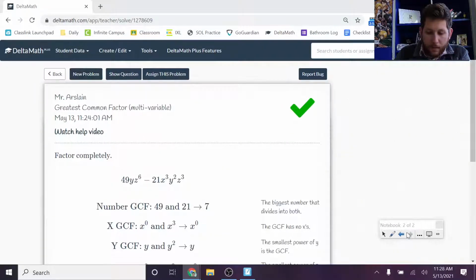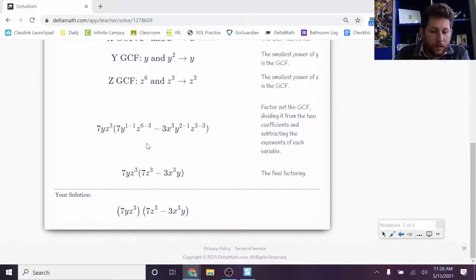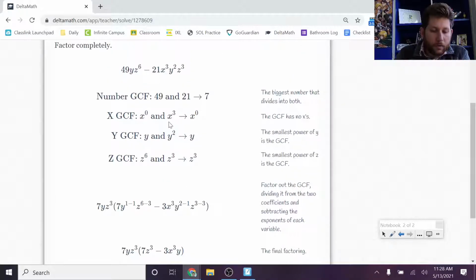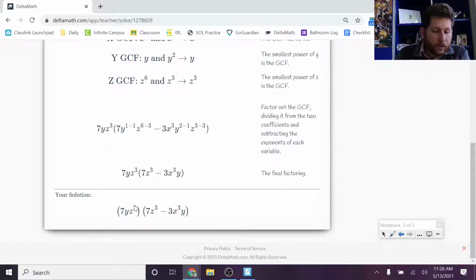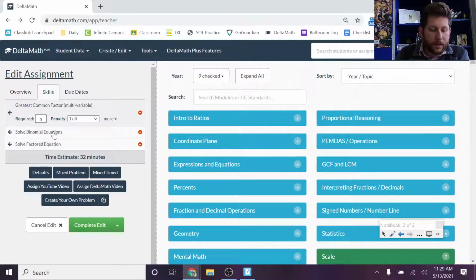There we go. So they walk you through that as well, and they can show you the exponents here, that when you divide, it's the same as subtracting exponents, and here's your final answer. All right, so that's the first one. That one should hopefully not take too long.